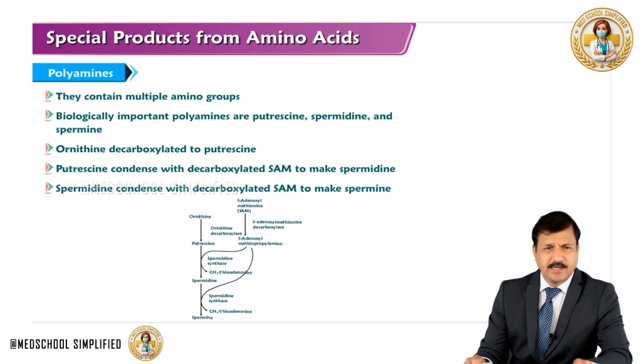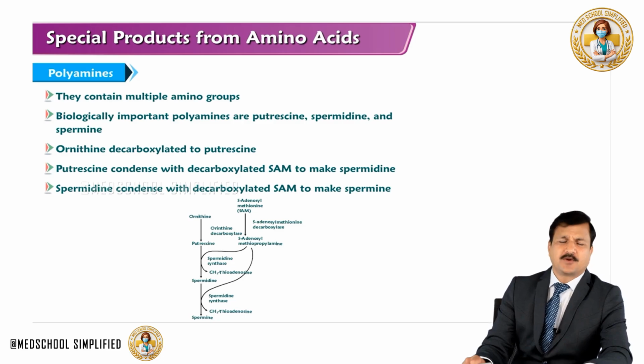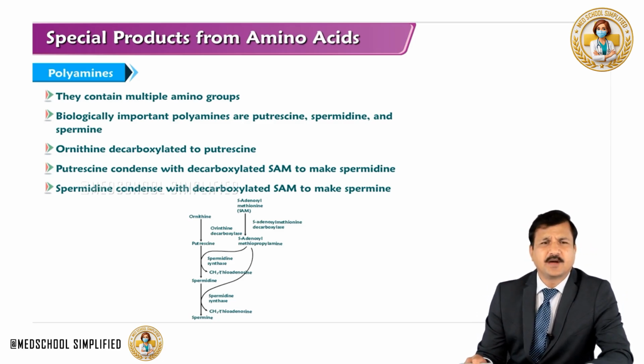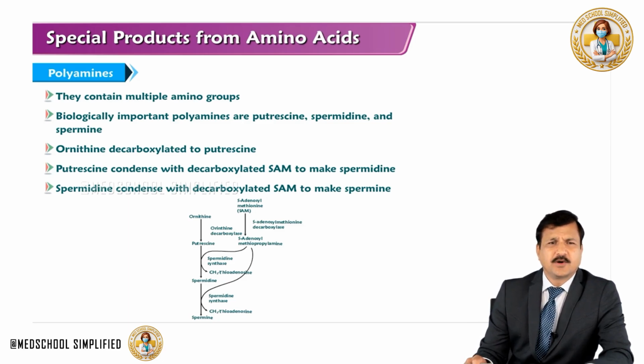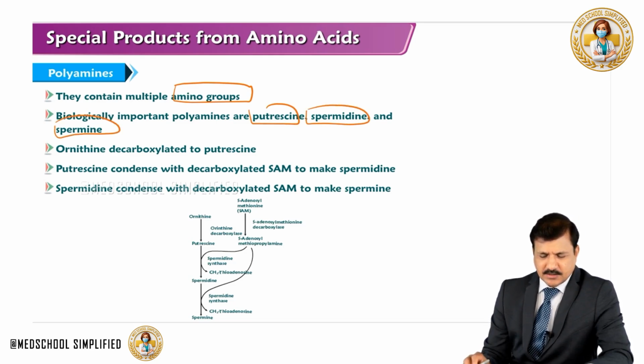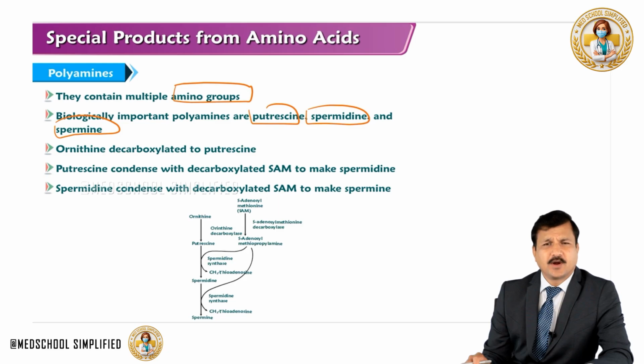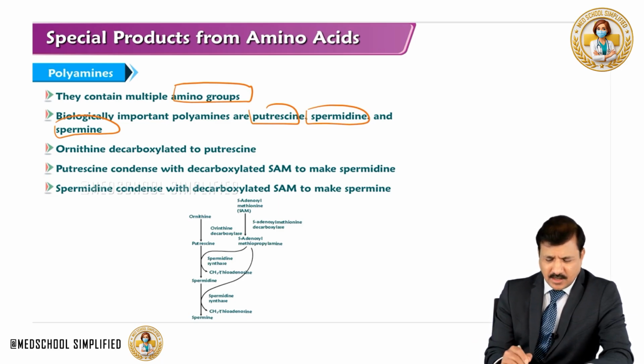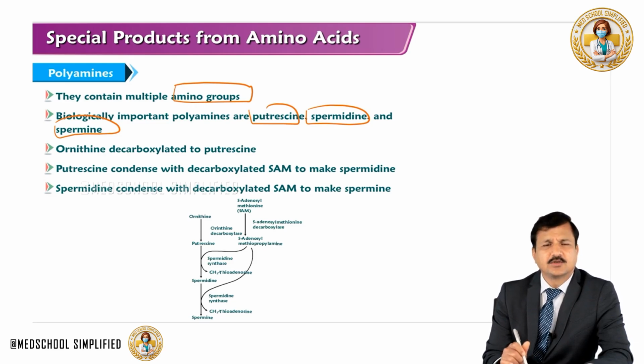Now coming to polyamines. Polyamines are the other special products that are coming from amino acids. So polyamines, as the name says, contain multiple amino groups. Basically, important polyamines are putrescine, spermidine and spermine. So ornithine, which is a product that comes out of breakdown of arginine into urea and ornithine in the urea cycle, can undergo an ornithine decarboxylation reaction to make putrescine.